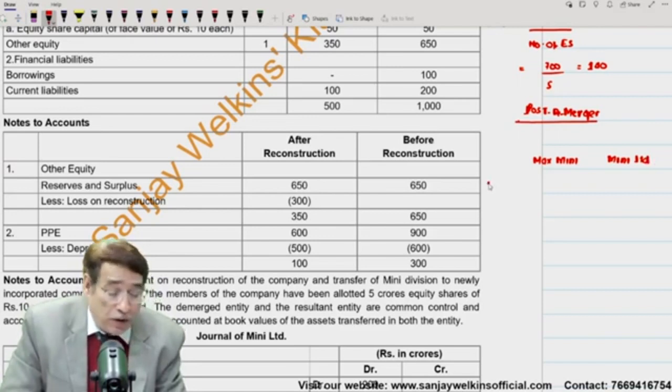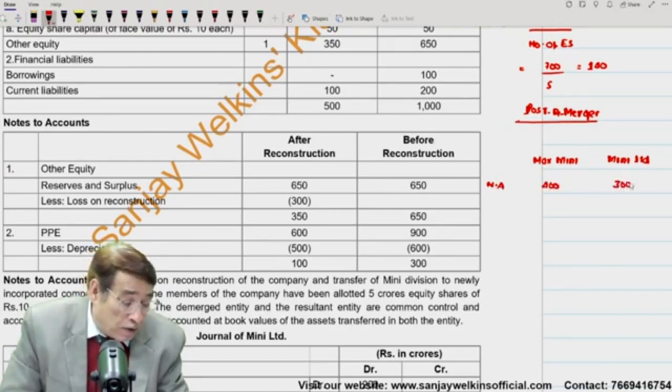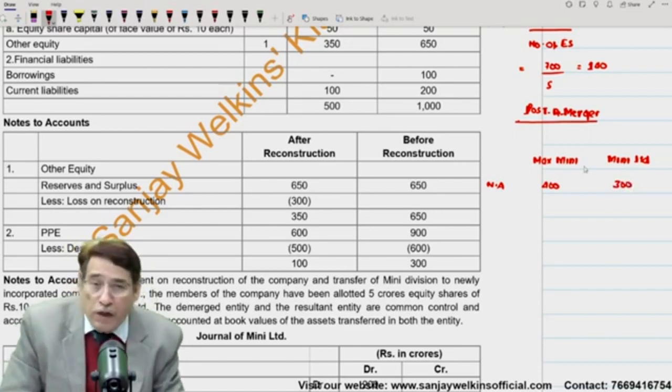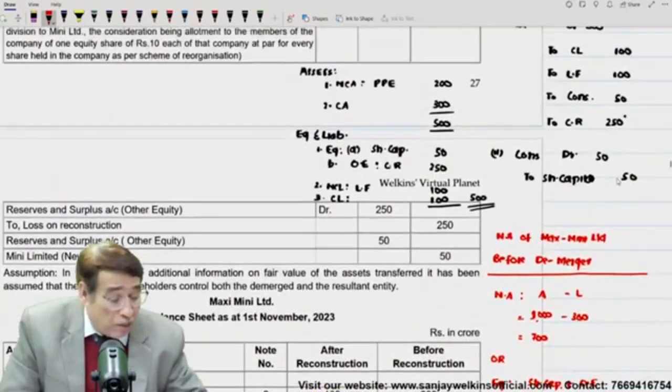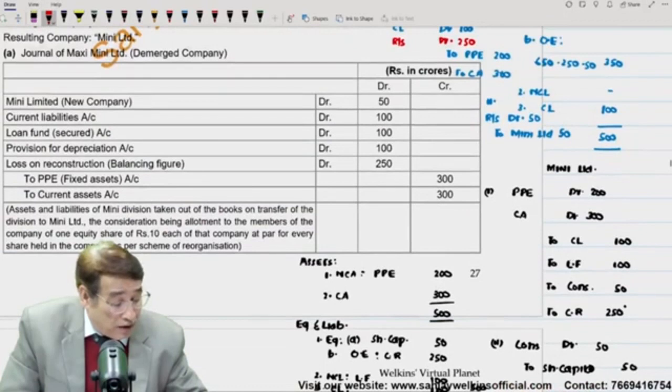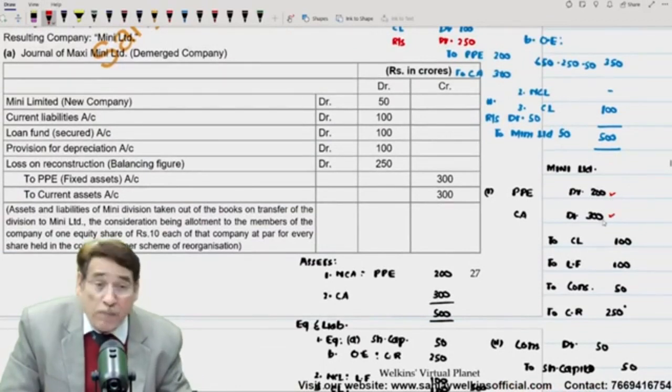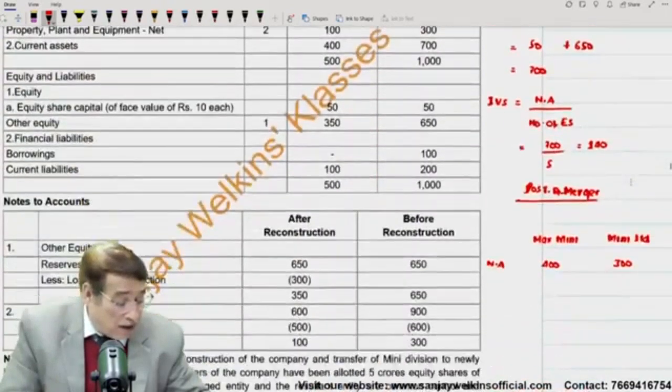If you compute their net assets, which you can do very easily, Max Mini's net assets will be equal to 400 and Mini Limited's net assets will be equal to 300. Just to make the point a little clearer, Mini Limited's assets are 200 plus 300, which is 500, and there are two liabilities, so net assets are equal to 300. It is as simple as that.